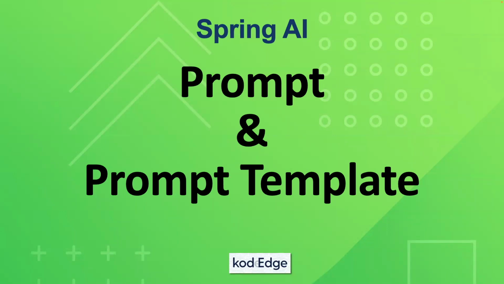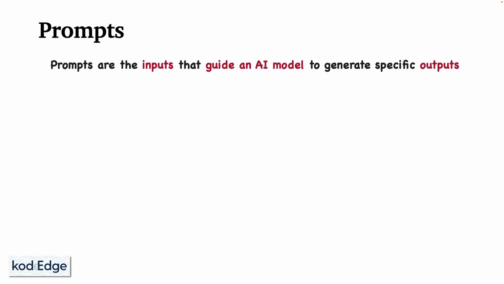In this lecture, we are going to understand one of the most important components in Spring AI, the prompt and the prompt template API. Let's start by understanding what a prompt template actually is. A prompt is an input or instructions that you send to an AI model to tell it what you want it to do. It could be a simple question, a detailed instruction, or even a block of text for the model to complete. The way we structure these prompts significantly impacts how the AI responds.